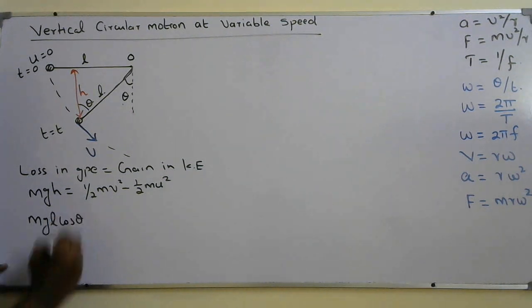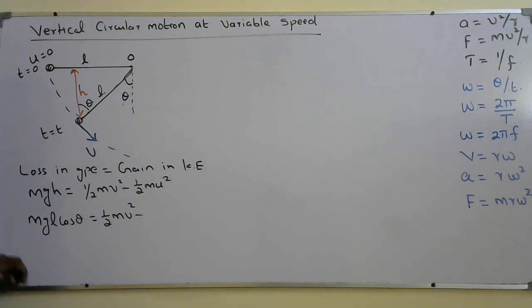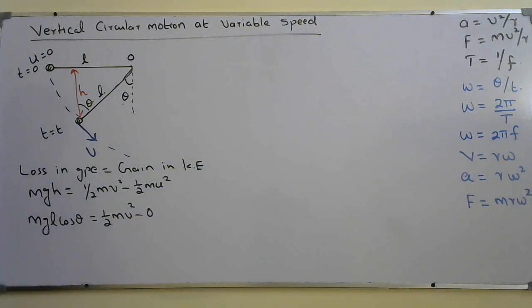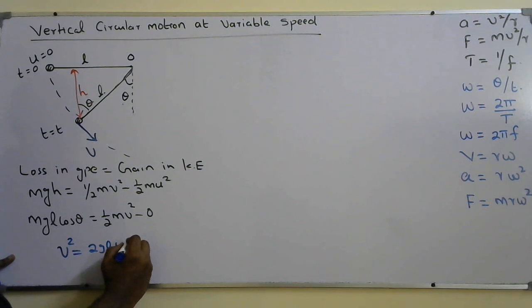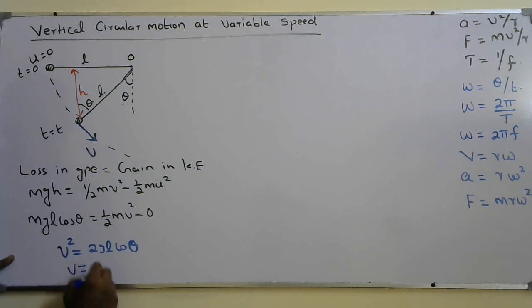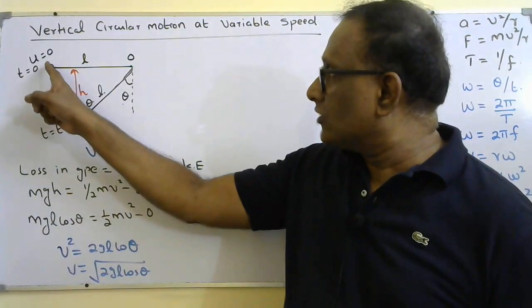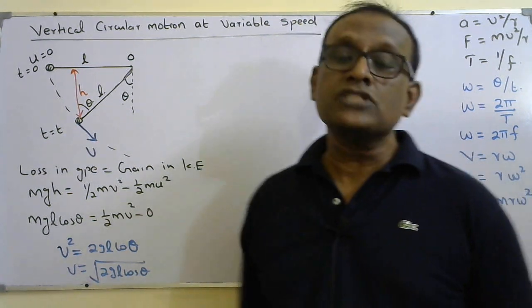So mgL cos theta is equal to half mv squared minus, initially it was kept at rest and released from rest, so 0. Okay, so m and m will get cancelled, so v squared equal to 2gL cos theta, and v is equal to square root of 2gL cos theta. So here you can see when the sphere changes its position on the circumference of the circular path, theta will change. When theta changes, the speed also will change.